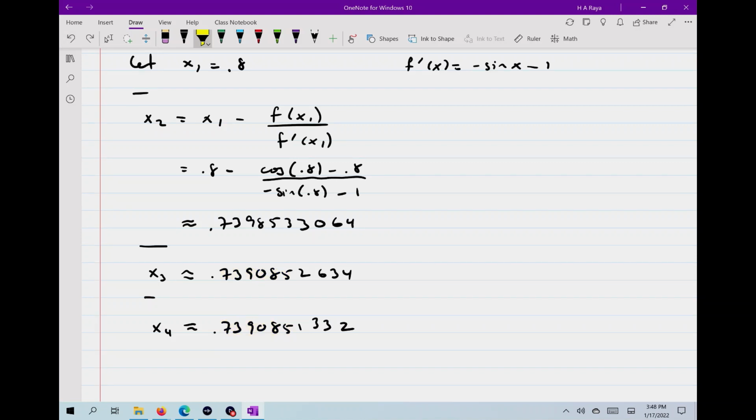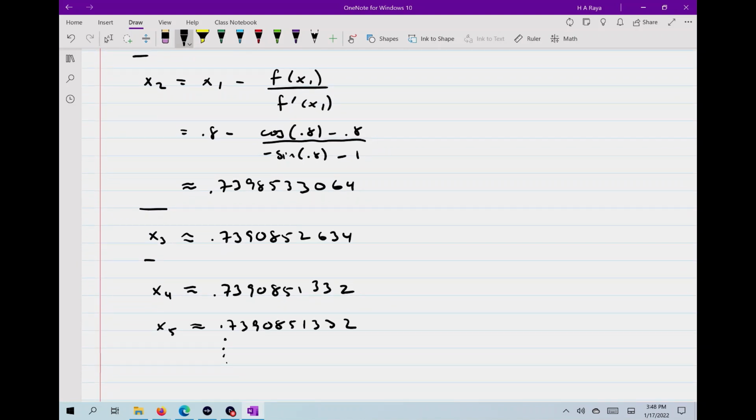Just for kicks, let me continue doing this and see what I get. X of 5 will be 0.7390851. Notice at this point, the values of x of 4 and x of 5 have repeated, and if I compute any values thereafter, I'm still going to get the same value. So I feel fairly confident that I have the first 6 decimal places nailed down solidly as 0.739085.